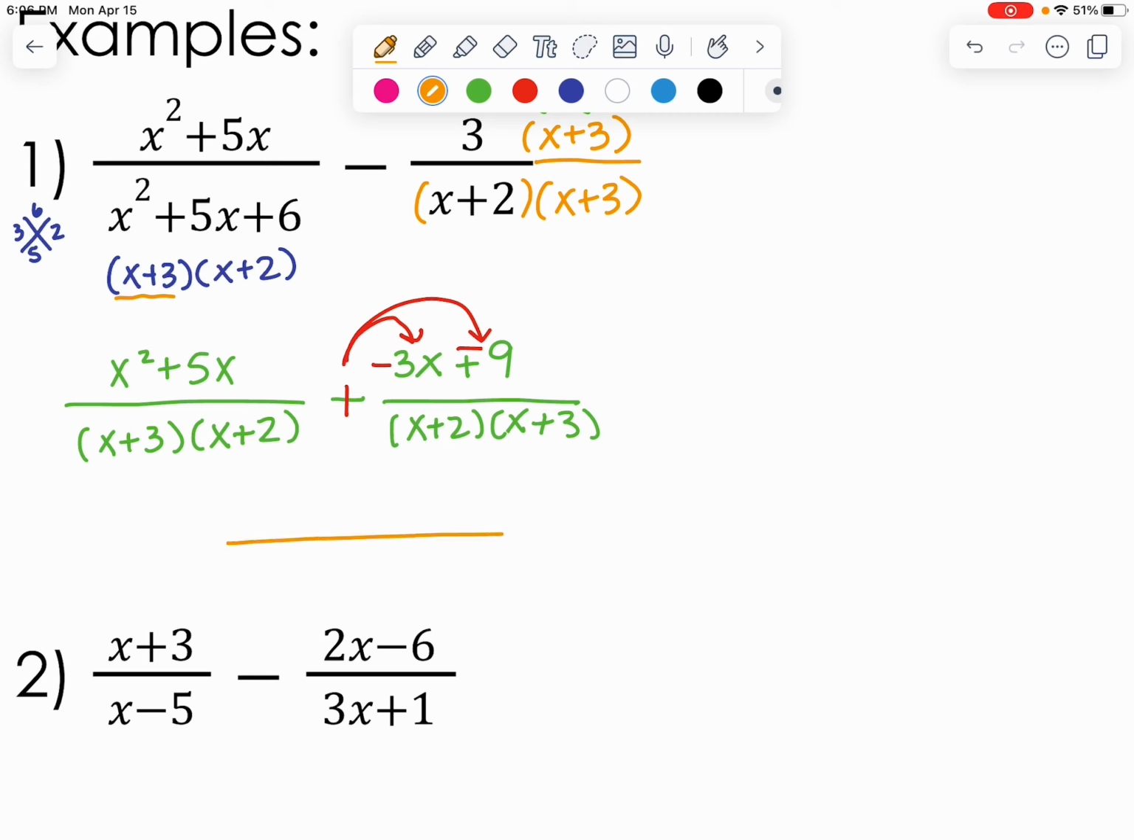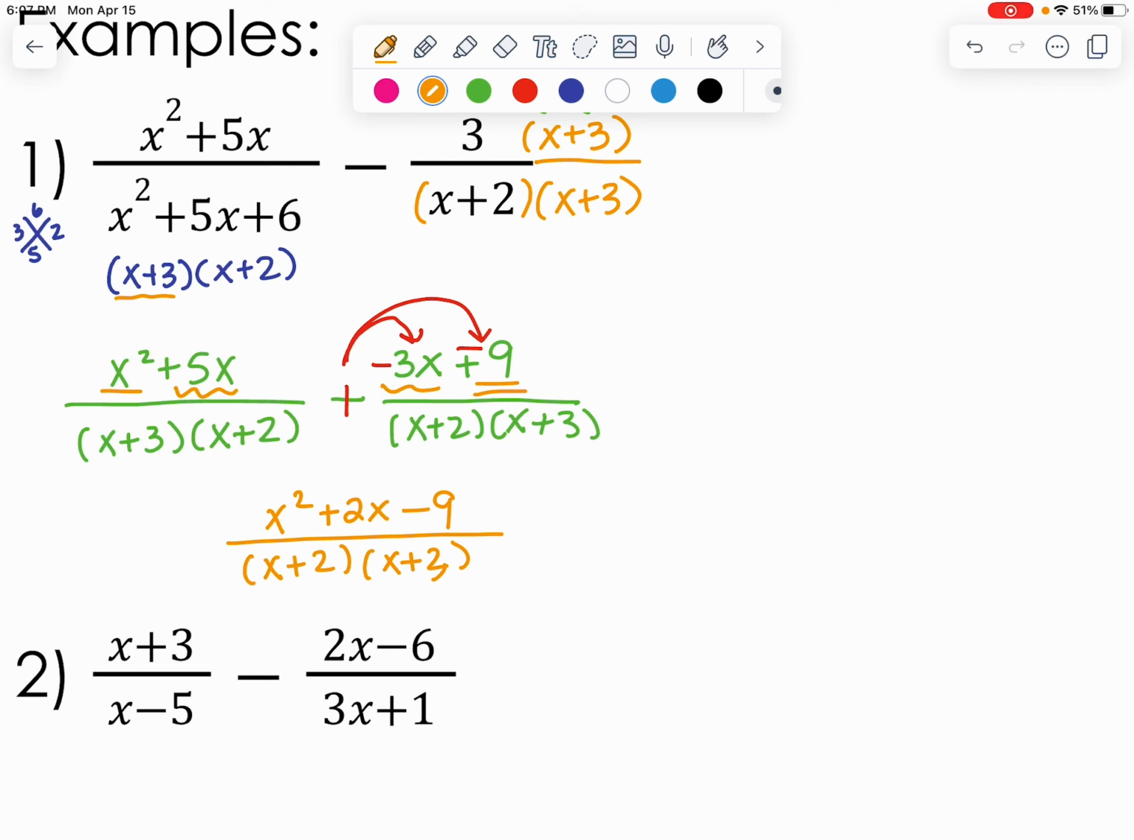Now when you do this, remember that the common denominator stays the same. We do not add or change the denominator. It's still x plus 2 times x plus 3. In the numerator, we've got x squared, and then 5x minus 3x is a positive 2x. And then minus 9, there is our subtracted expression.